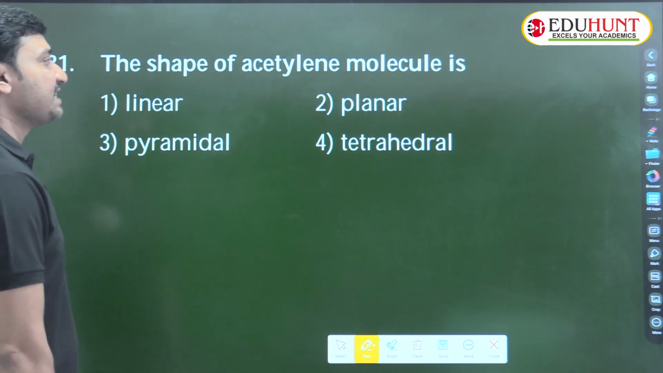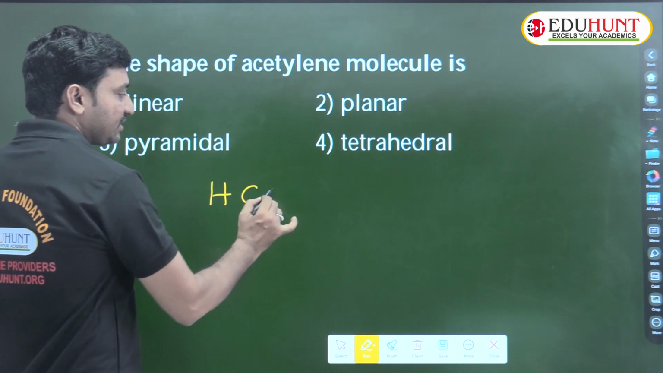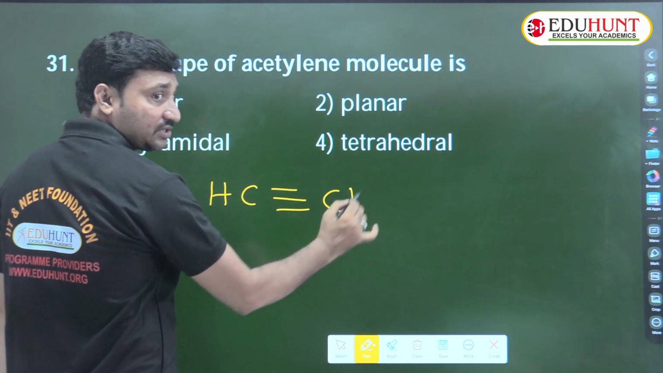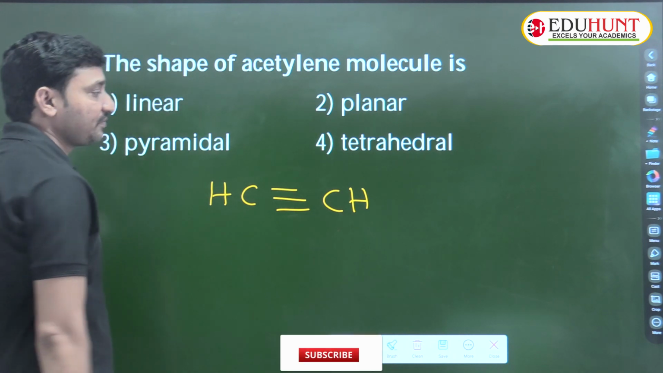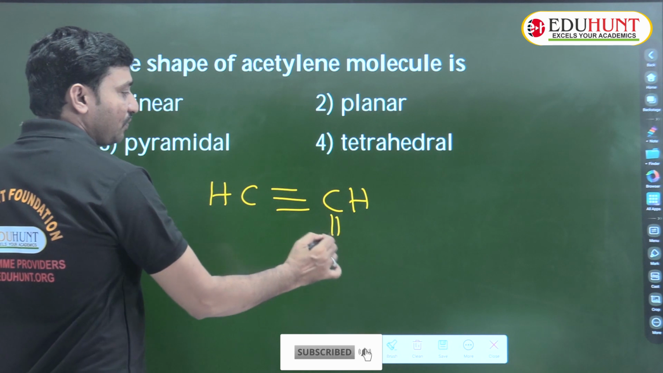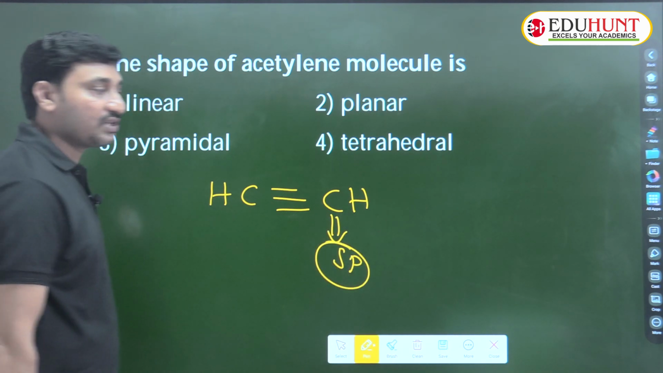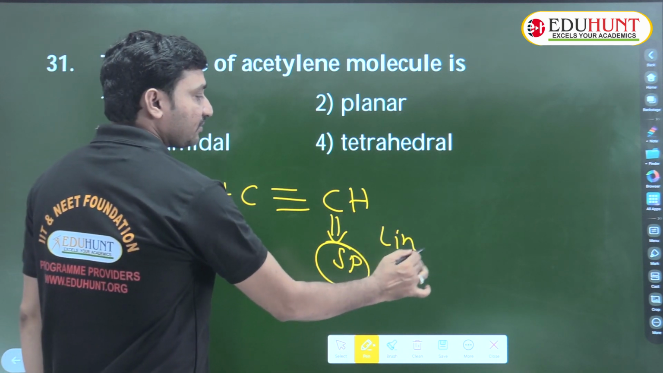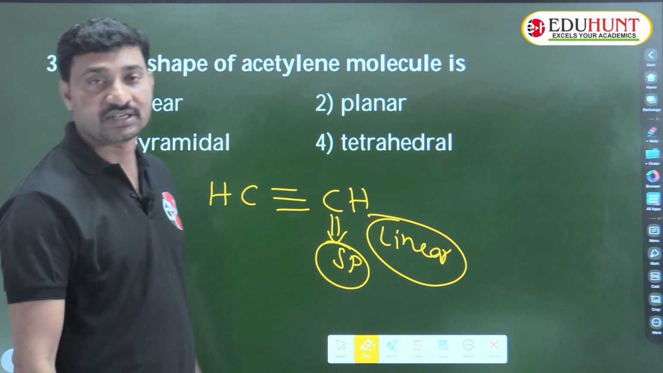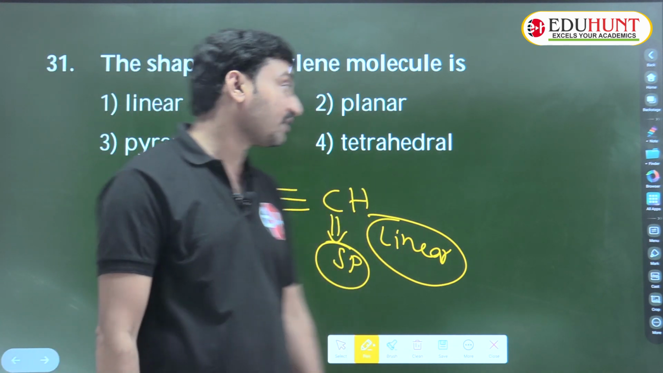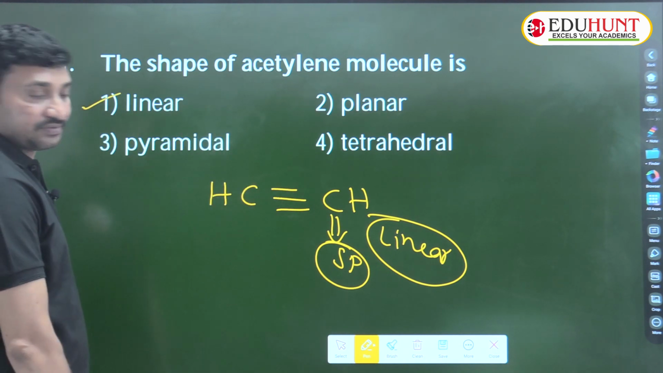The shape of the acetylene molecule, right? Acetylene molecule structure CH triple bond CH. In the acetylene molecule, what is the hybridization of carbon? sp. So sp carbon means what is the shape? Linear, right? sp carbon linear, sp2 carbon trigonal planar, sp3 carbon tetrahedral. So the answer is linear. Okay.